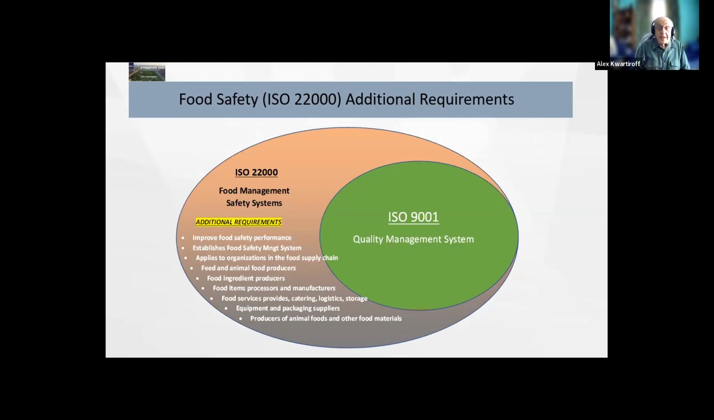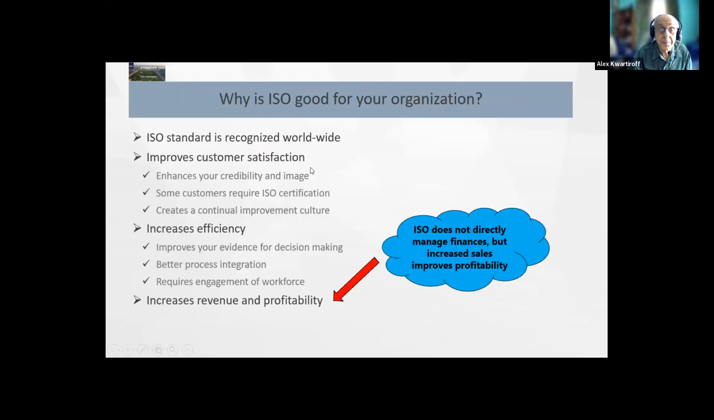And now if we go to food safety, again, it's the same thing. It all deals with the food chain. This really covers the entire food chain, from the feed and animal food producers to the ingredient producers and so on. Oh yeah, as well as catering, logistics, storage, and packaging suppliers. So again, same structure, but additional requirements to deal with those specific areas.